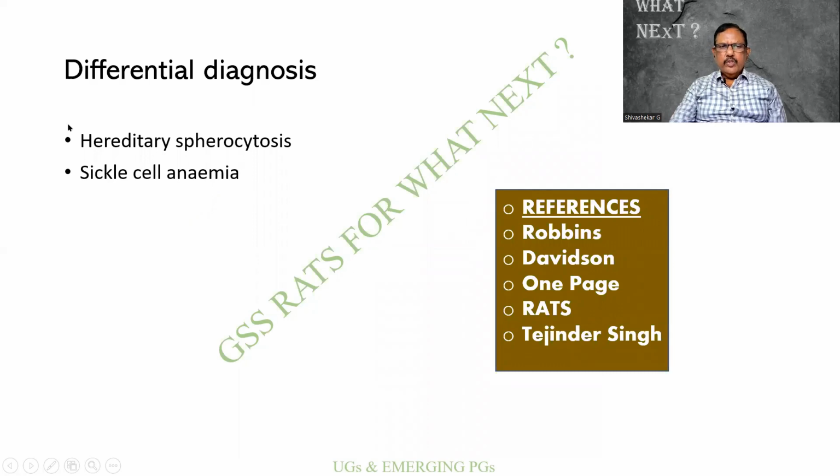The differential diagnosis should be hereditary spherocytosis. Clinically, both these conditions can produce cholelithiasis. There can be leg ulcers, there will be jaundice.